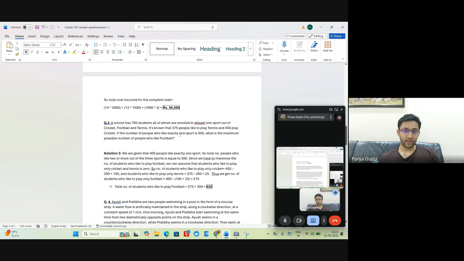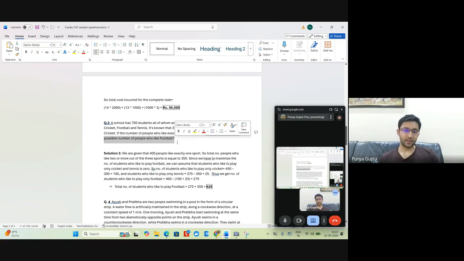It is known that 375 people like to play tennis, 450 play cricket, and the number of students who like to play football is not given. The number of people who like exactly one sport is 400. And we are asked to find the maximum number of people who like to play football.